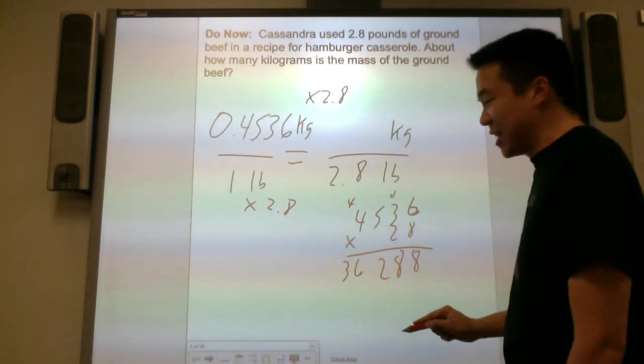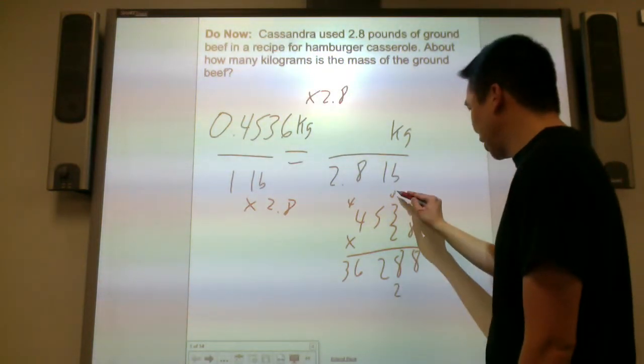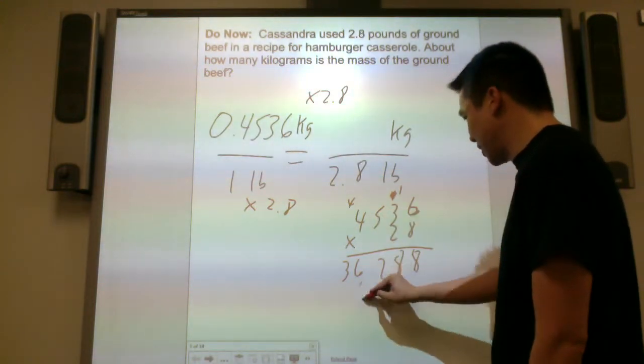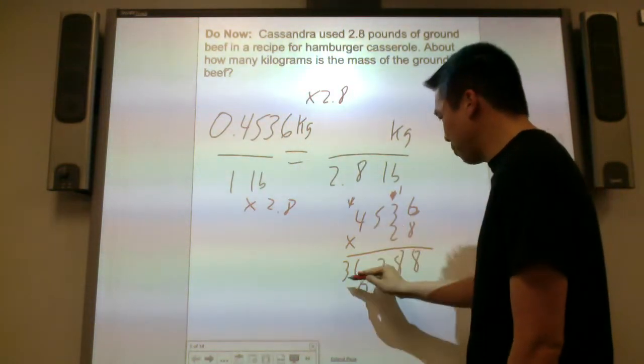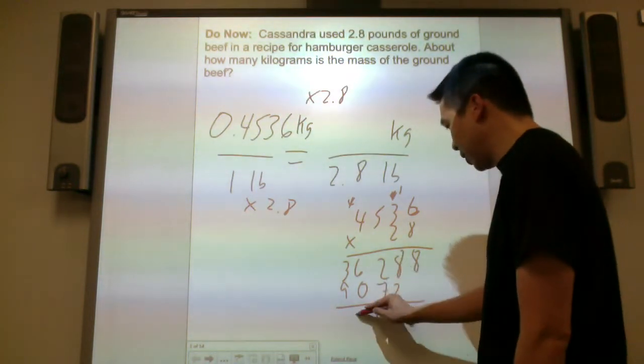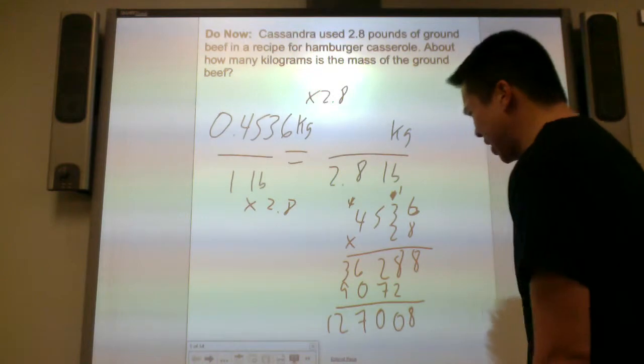Let's go to the tens place. 2 times 6 is 12, carry the 1. 2 times 3 is 6, plus 1 is 7. 2 times 5 is 10, carry the 1. 2 times 4 is 8, plus 1 is 9. It adds up to 8, 10, carry the 1, 10, carry the 1, 7. 1, 2, 7, 0, 0, 8.